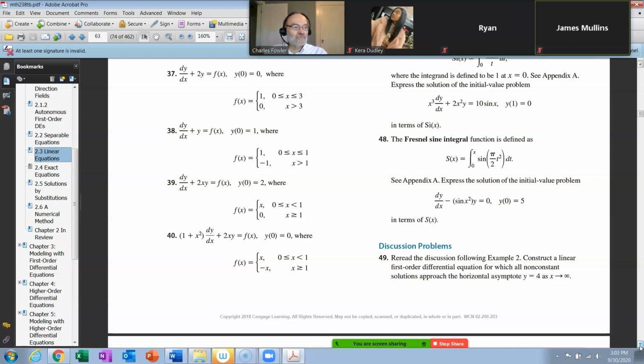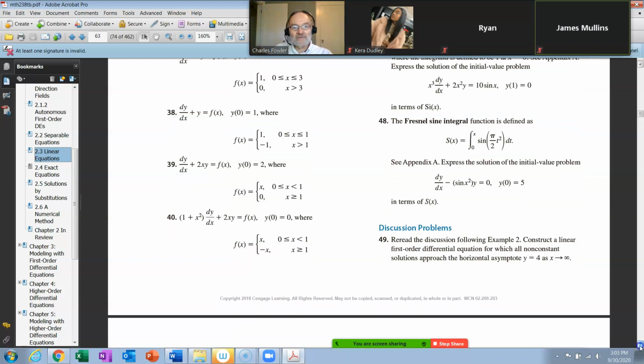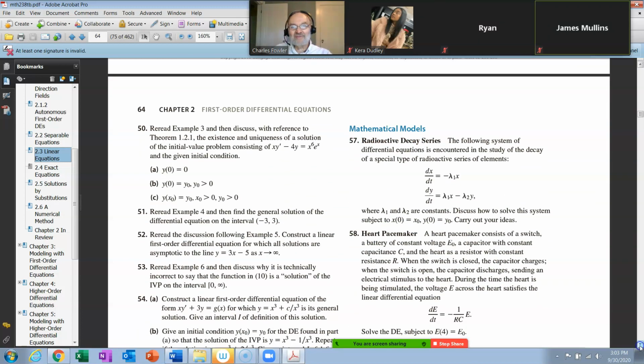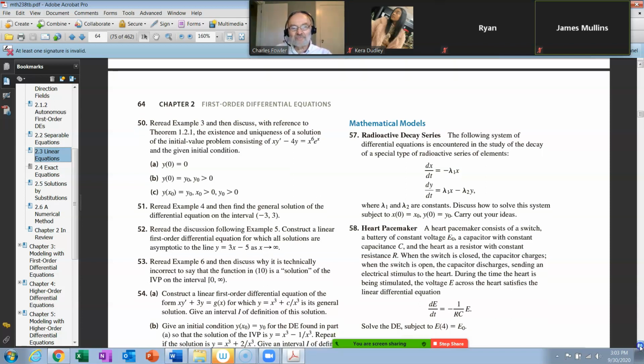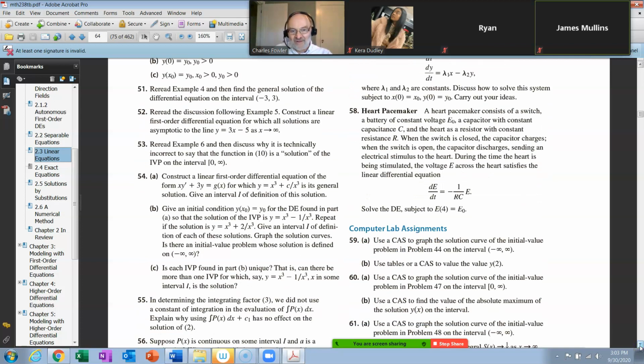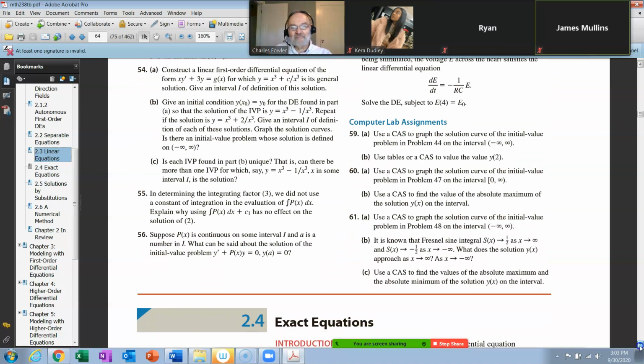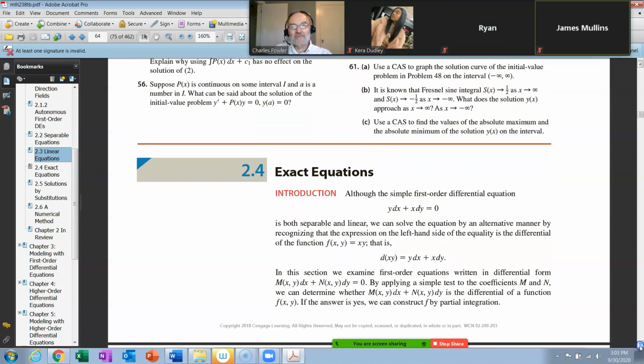Any questions on 2.3, linear equations? This is not linear equations like you had back in Math 100 or something like that, or even 098. These are linear differential equations, so quite a different bag of worms. Okay, there are some mention here made of radioactive decay series, heart pacemakers, things like that. If you find those are interesting topics, you might want to follow those up as potential paper topics.